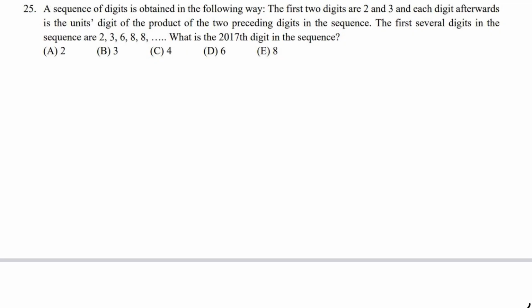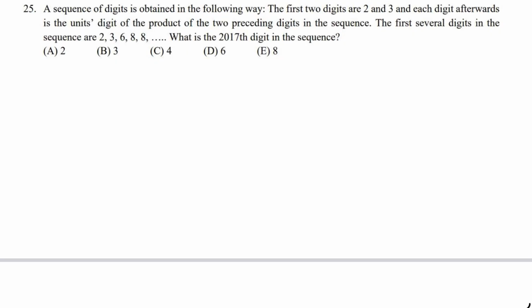So the question reads, a sequence of digits is obtained in the following way. The first two digits are 2 and 3, and each digit afterwards is the units digit of the product of the two preceding digits in the sequence. So that means if the first two digits are 2 and 3, we're going to multiply, which gives us 6, and we're going to take the units digit of the number 6 as our next number in the sequence. So that's a little clarification right there for people who think words are a lot, like me.